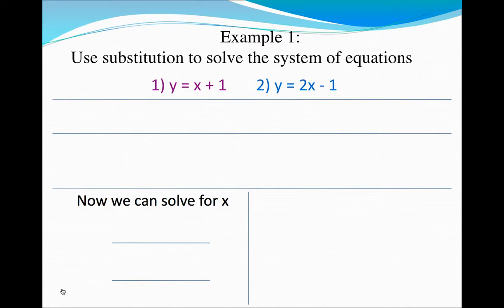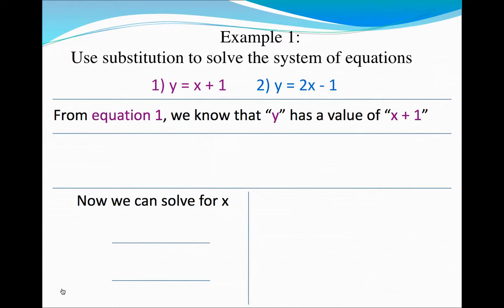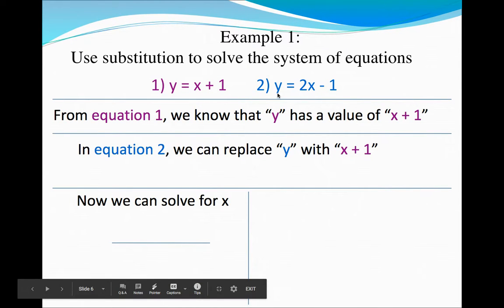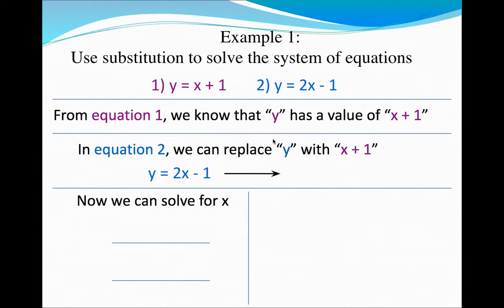So we're going to look at this example. You have the same problem that we had for the warm-up, y equals x plus 1 and y equals 2x minus 1. From equation 1, your purple equation, we know that y has a value of x plus 1. In equation 2, because there's a y, we can replace that y. We're going to replace the y with x plus 1. So instead of having that y, we have x plus 1 equals 2x minus 1.